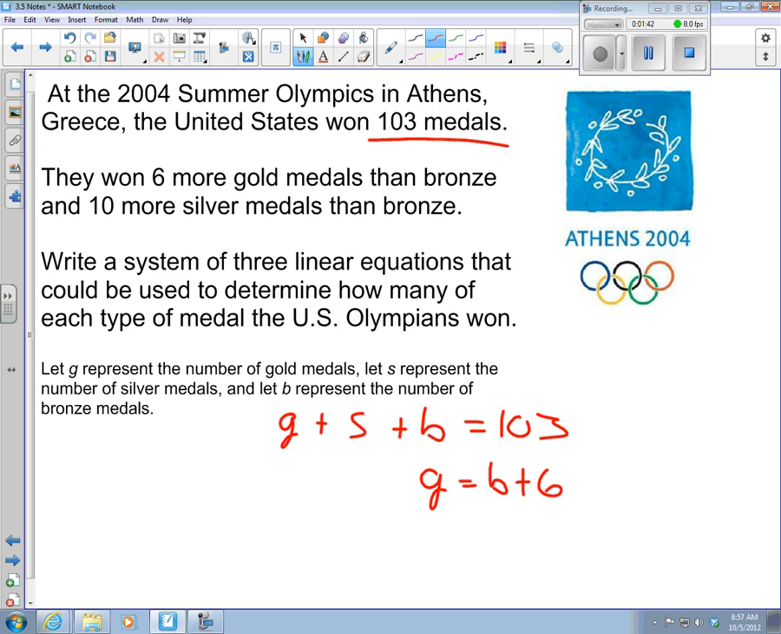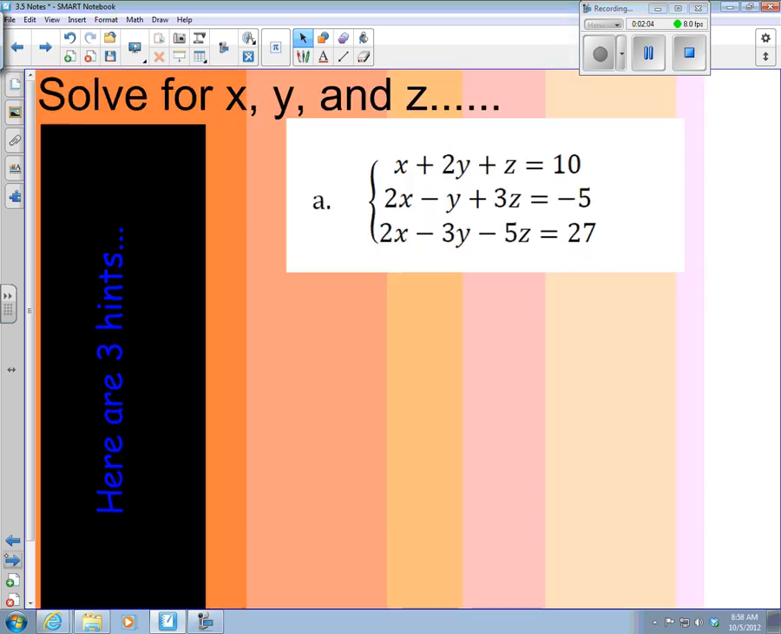And what's the other one? And 10 more silver medals than bronze. So I'd say silver equals bronze plus 10. There are three equations, and we need three equations in order to solve for three different variables here. And this isn't too bad. We'll get into that in a little bit.